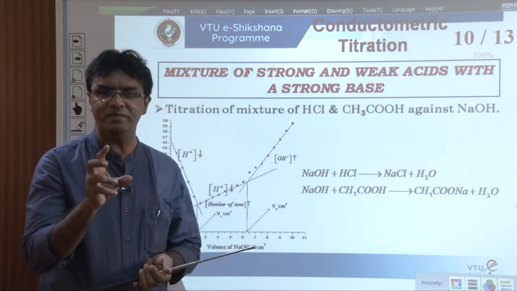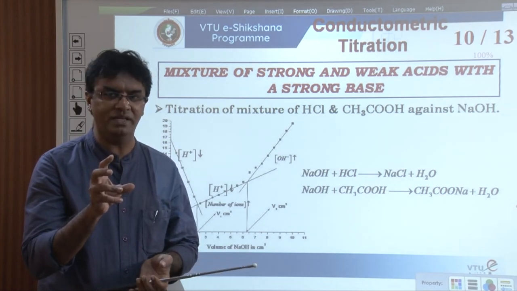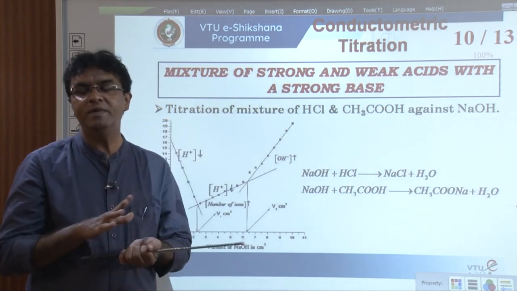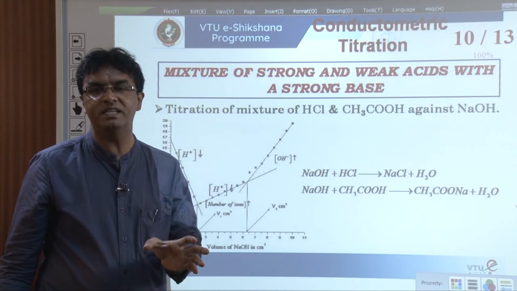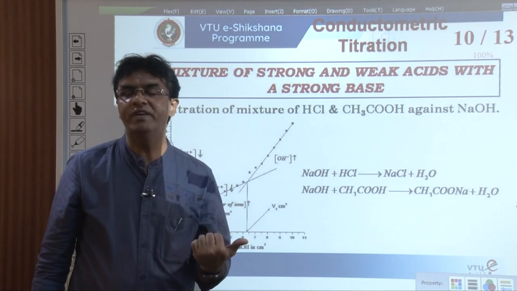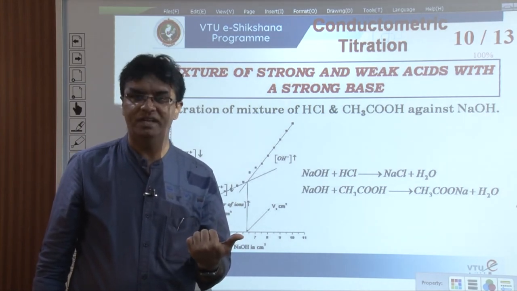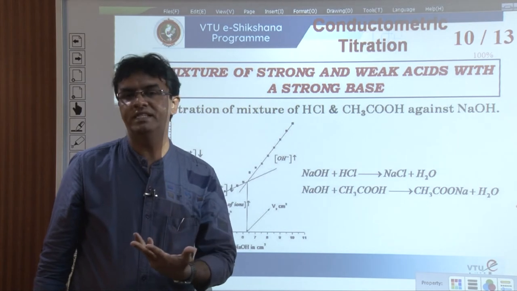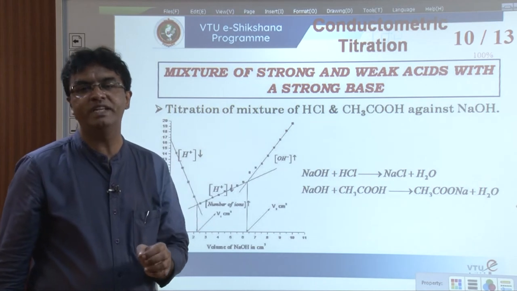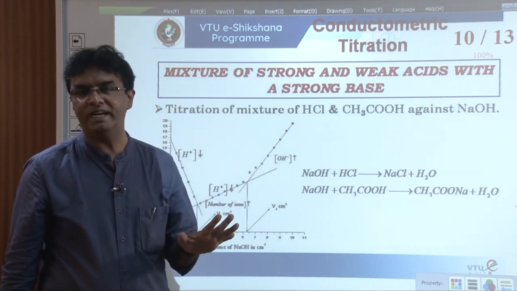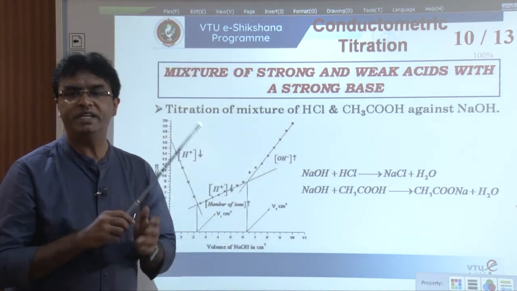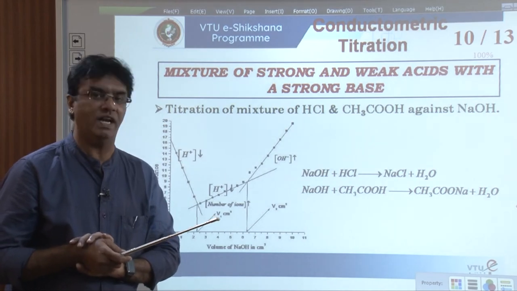So you take 50 ml of acid mixture in a beaker, fill the burette with NaOH, and dip the conductivity cell into the acid mixture. Immediately the conductivity cell detects the conductance of the acid mixture and shows it in the display window of the conductivity meter, and it shows higher conductivity. This is because, out of the acid mixture, only HCl is mainly responsible for the conductivity. H plus ions of HCl are responsible for the conductivity in the beginning because of the common ion effect. So it shows higher conductivity. Note down the conductance value.